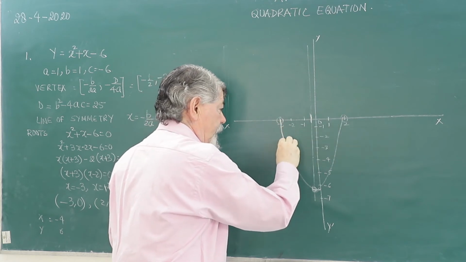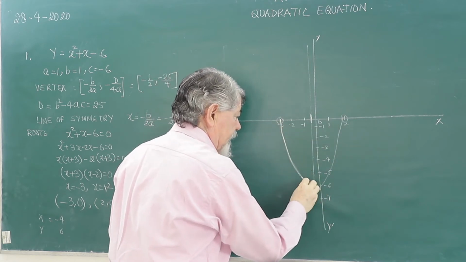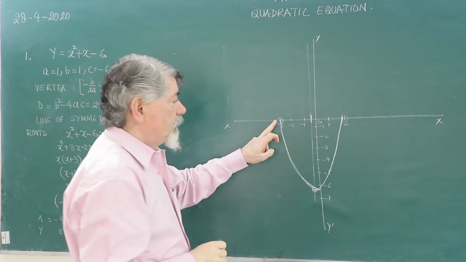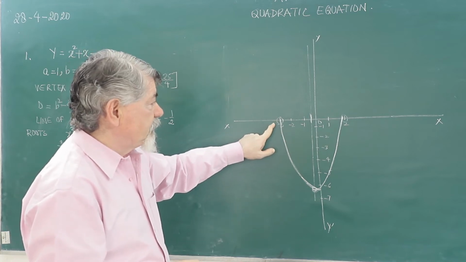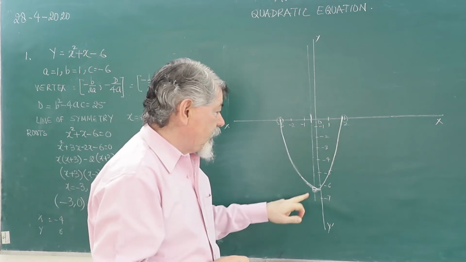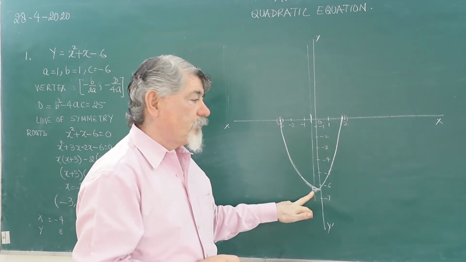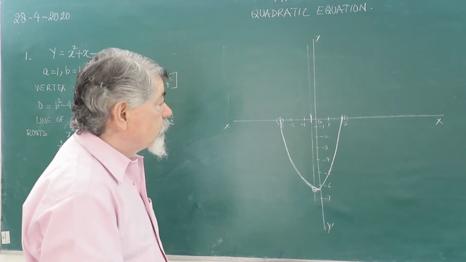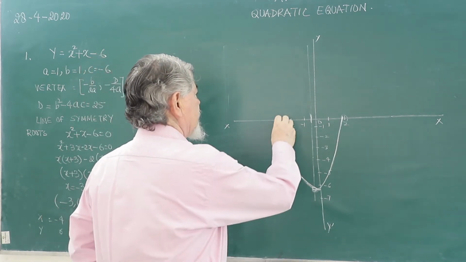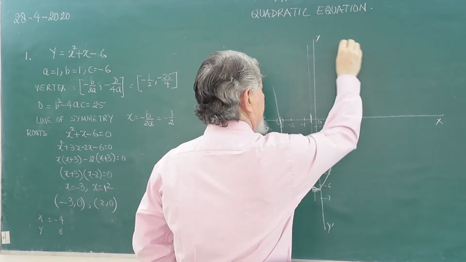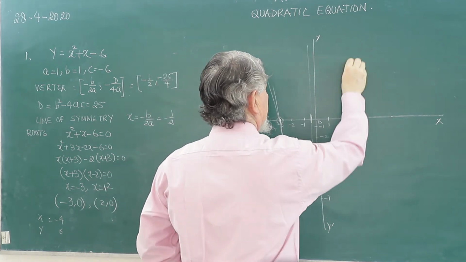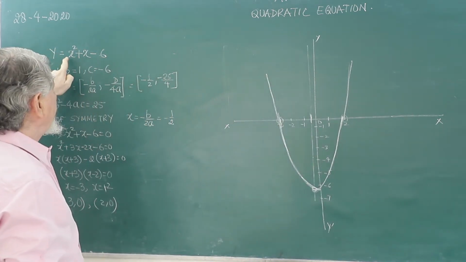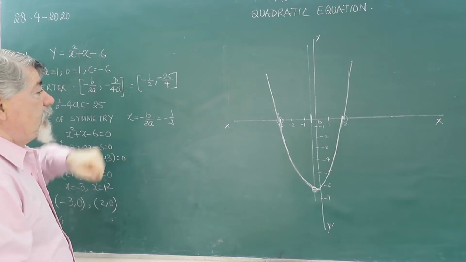No, it is an approximate figure which gives you the roots of the function, which are (minus 3, 0) and (2, 0), and it gives you the vertex, which is (minus 1 upon 2, minus 6.25). You can plot more points and it will obviously go up here. So this is your required parabola, which is represented by y is equal to x square plus x minus 6.